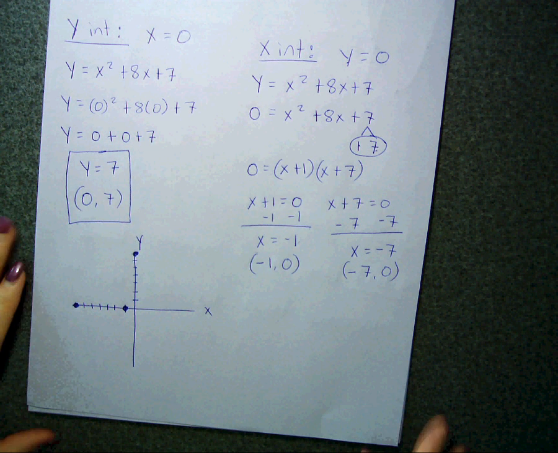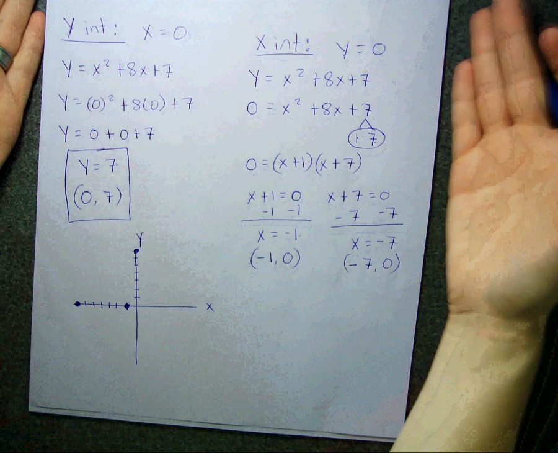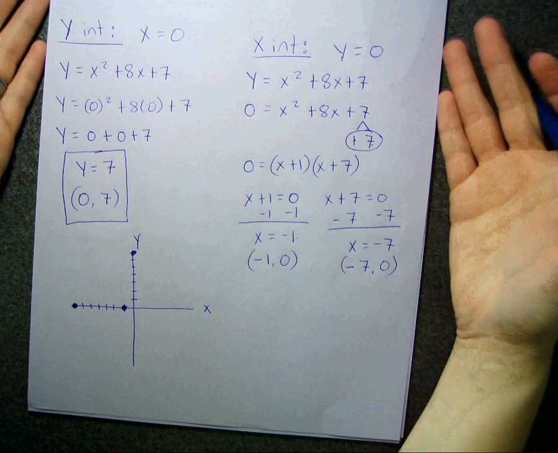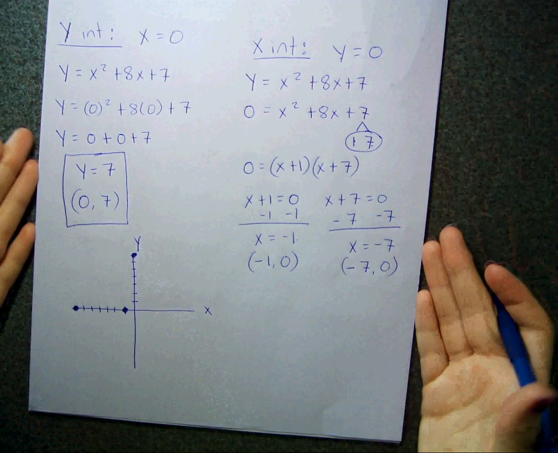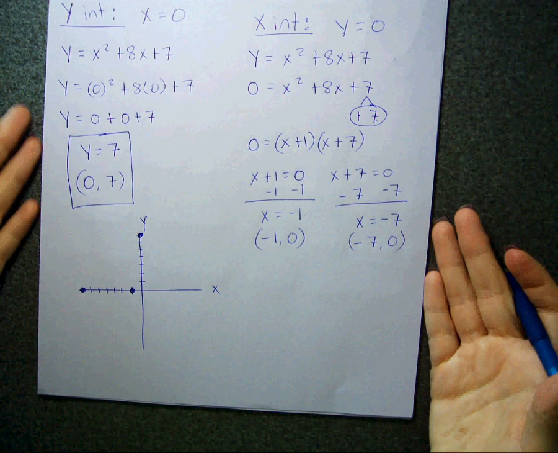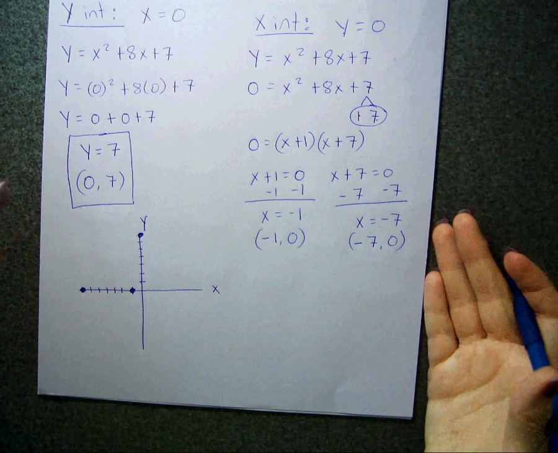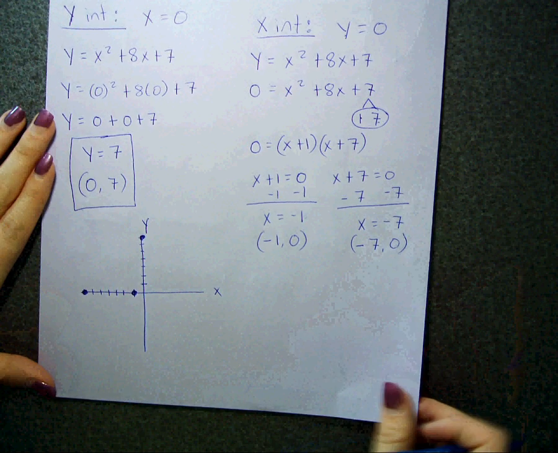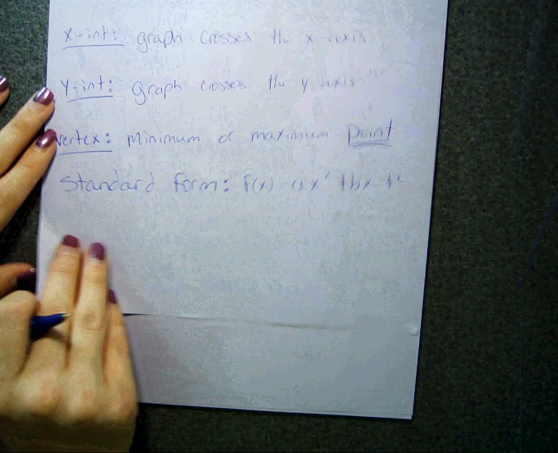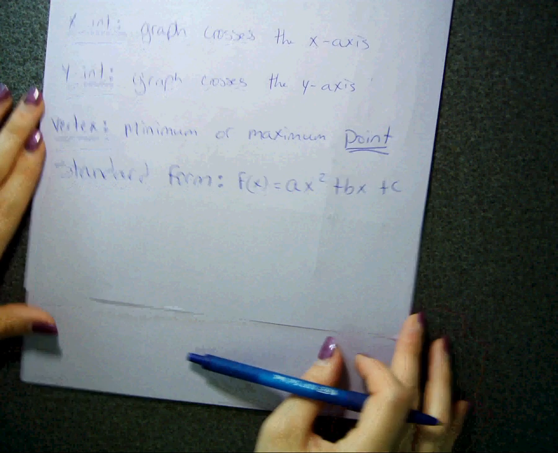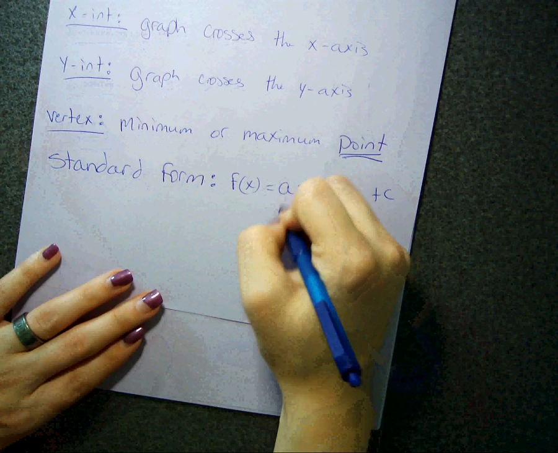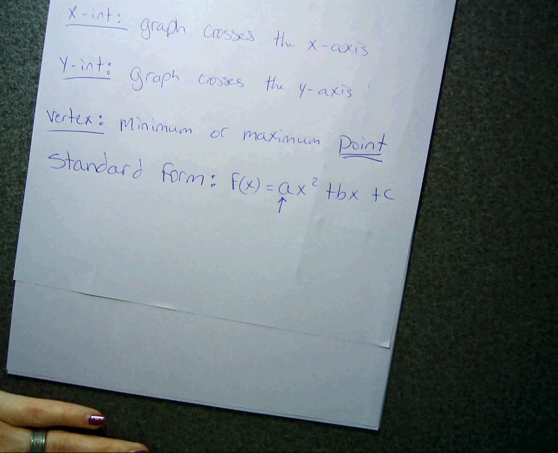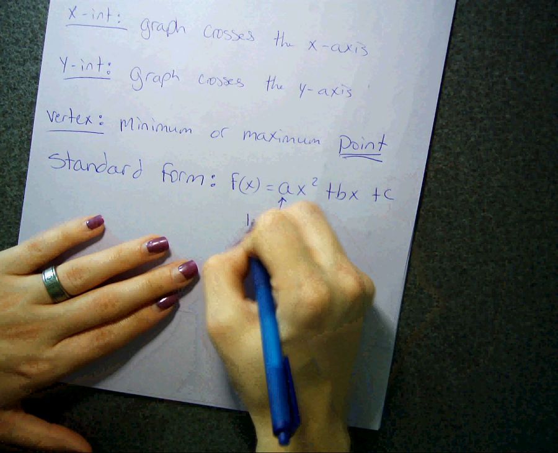Now I have these 3 points, and in order to make the parabola, I can connect them, but I need to know what this graph is going to look like. Is it going to be open upward or open downward? So the way that we can tell, if I come back looking at the standard form of my quadratic, the number in front of x squared, a, we call this our leading coefficient.